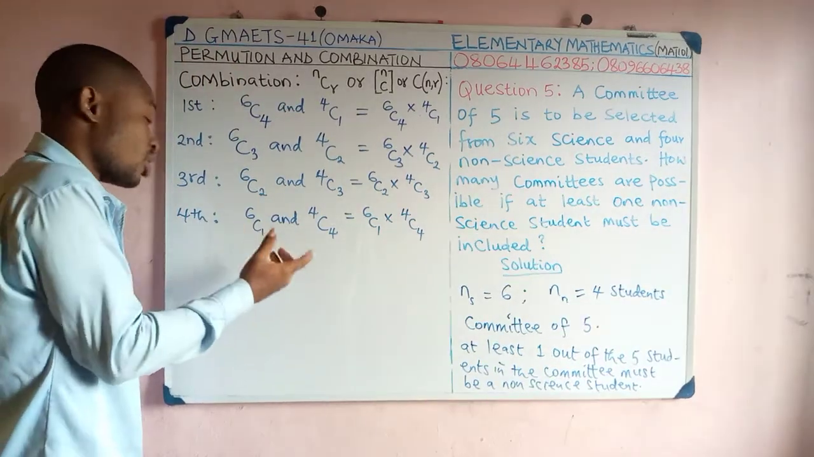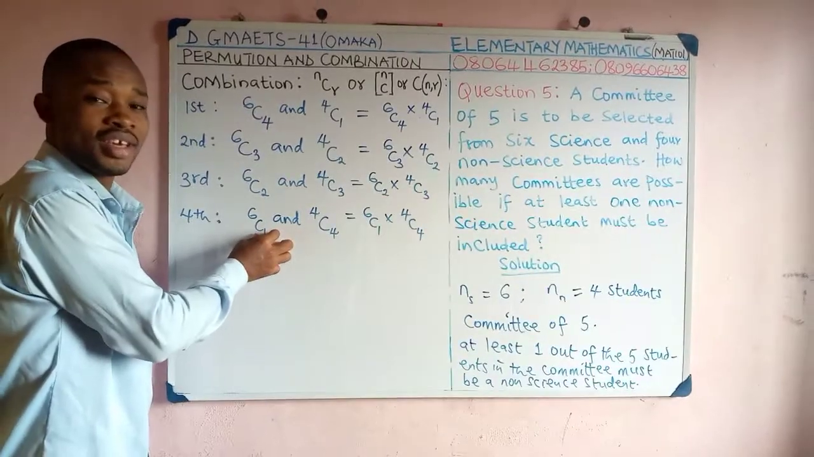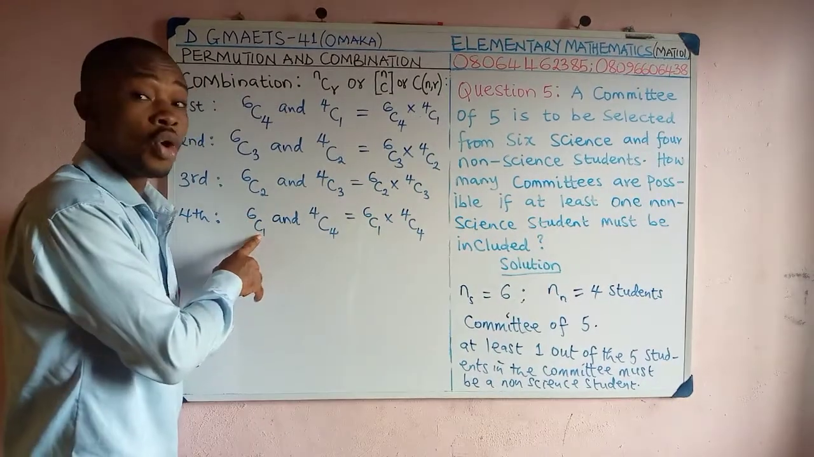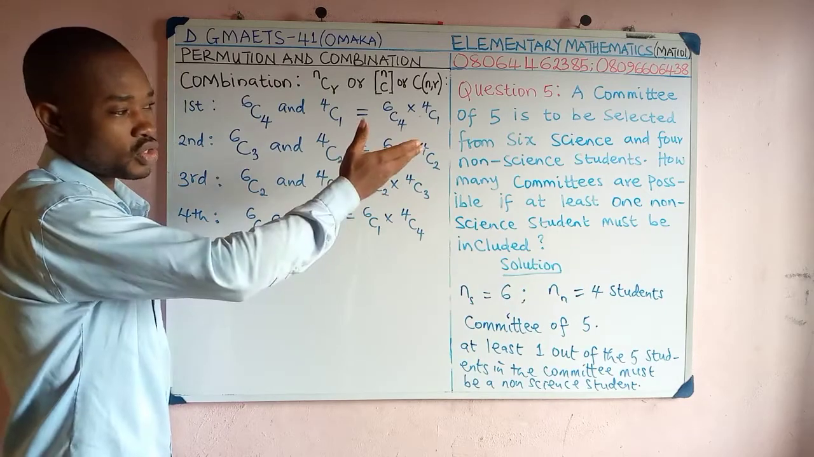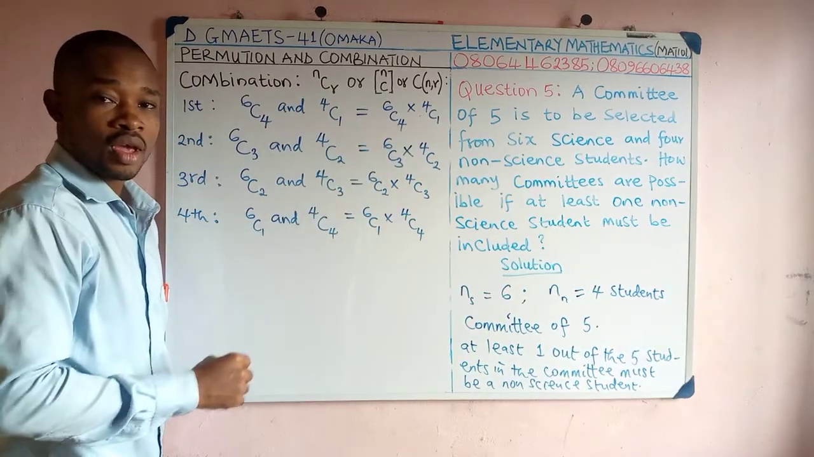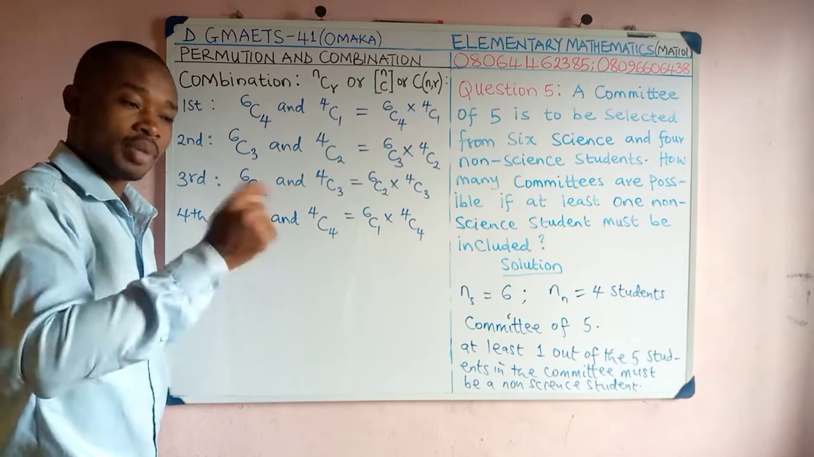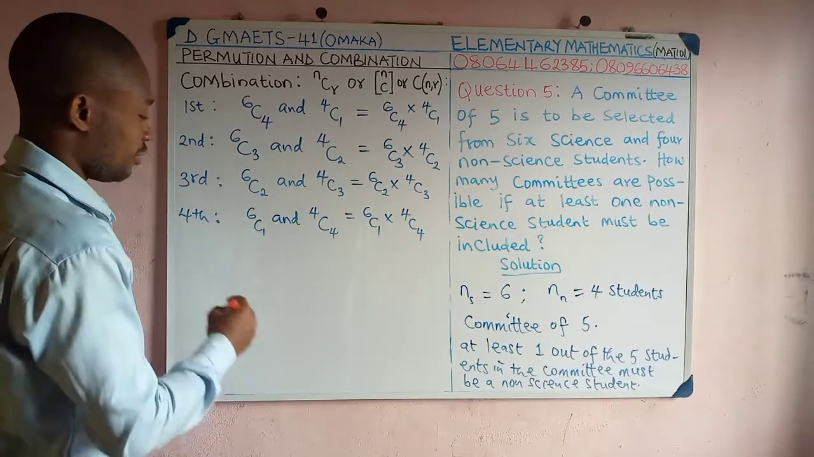Are you following? We could have thought about doing 6 combination 0, but it's not possible in this case, because if you do 6 combination 0, it means out of the 6 science students, no science student is allowed to serve in that committee. But of course, there is no such statement in this question. All these 2 groups, science or non-science students, somebody must serve from it in that committee of 5.